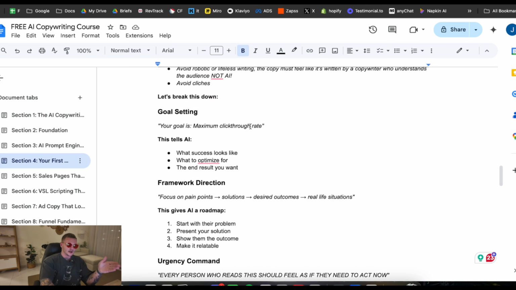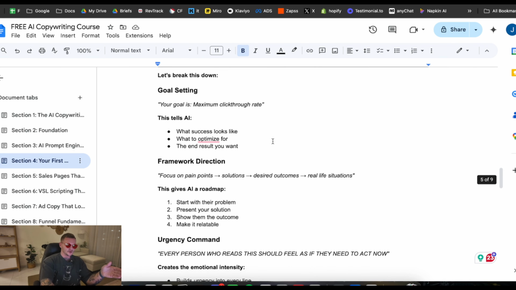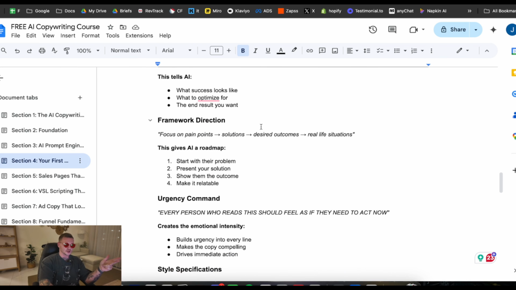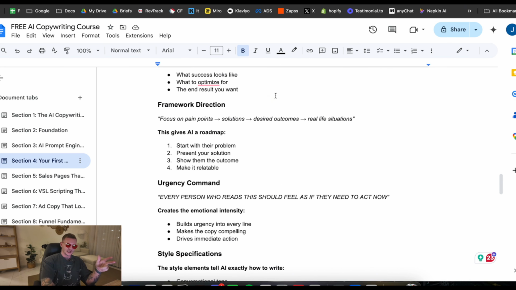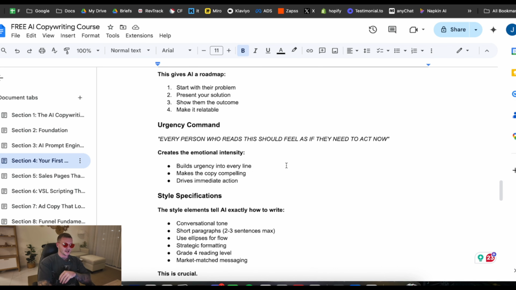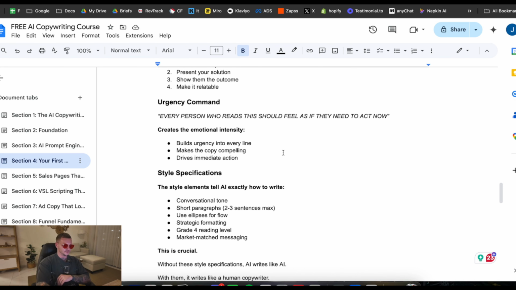Our goal, we've set a goal with it: maximum click-through rate. It tells AI what success looks like, what to optimize for, and what the end result is that we want. Framework direction, we've told it to focus on pain points, solutions, desired outcomes, and real-life situations. It's going to give AI a roadmap. It's going to tell them to start with their problem, present the solution, show them the outcome, and make it relatable. Urgency command: every single person who reads this should feel like they need to act now.